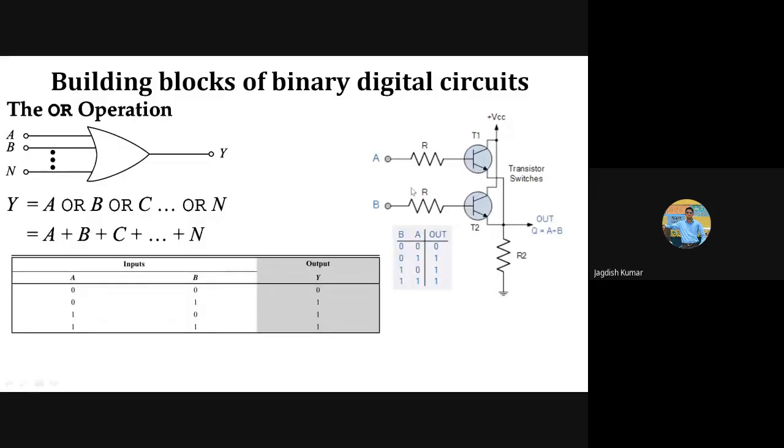If both are off, if both are 0, what will happen? Neither this transistor is able to complete the circuit from VCC to this point, nor is this transistor completing the circuit from this to this point. So output will be 0 here. So this completes the OR operation, and shows how we can get the digital binary circuits and get the binary operation from those circuits. Fine, that is just a quick overview of what we actually do in digital or binary circuits, what is there inside the binary circuits.